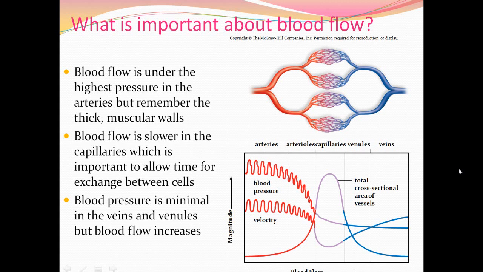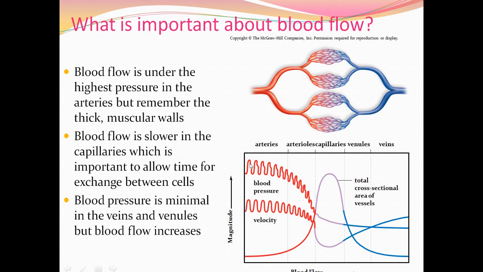Okay, so what's important about blood flow? The blood in the arteries is in the highest pressure, but they have thick muscular walls that are going to help even out the pressure so that it's not a big, huge increase and decrease. Blood flow slows down in the capillaries. It's important that it slows down so that you can have gas exchange. It allows time for oxygen to move out, carbon dioxide to move in, nutrients to move out, waste to move in. And then blood flow in the veins is low.